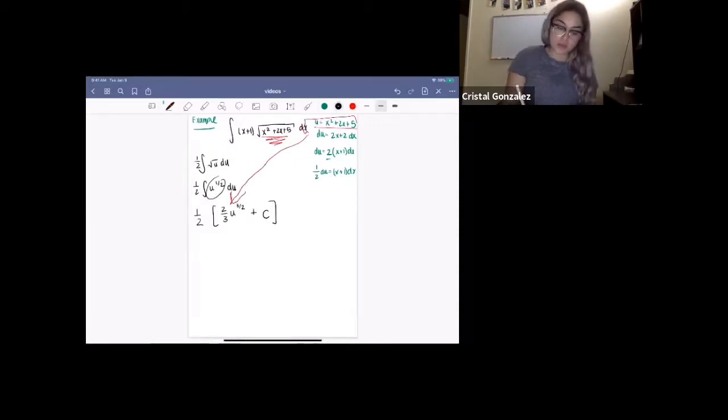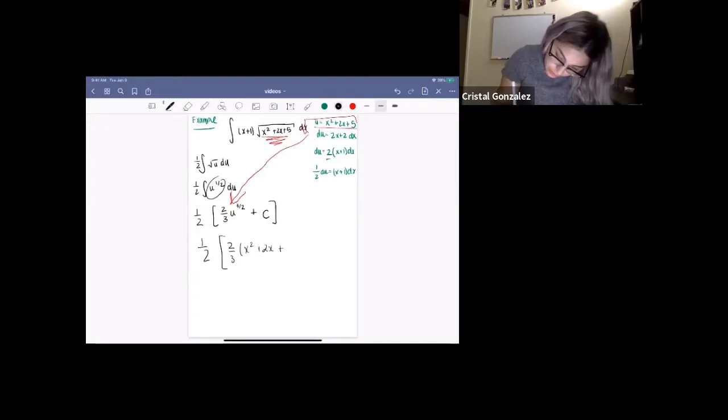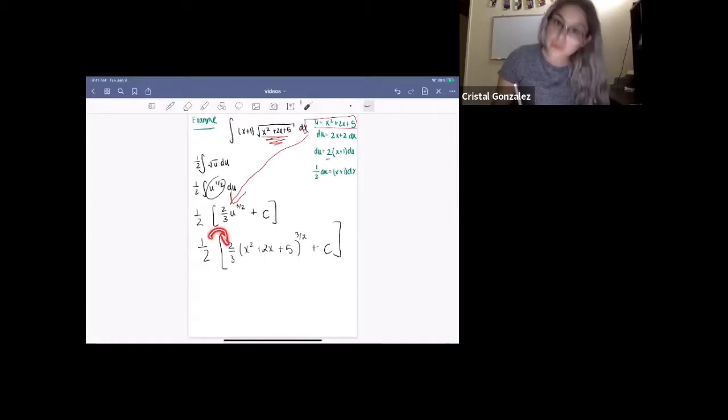This is going to be 1/2 times 2 over 3 times x squared plus 2x plus 5 to the 3/2 power plus c. And I guess that I should have distributed this in earlier, right? We would have distributed it in.